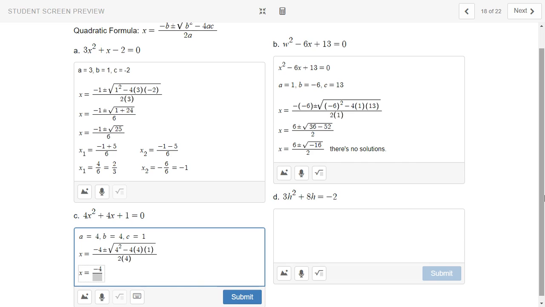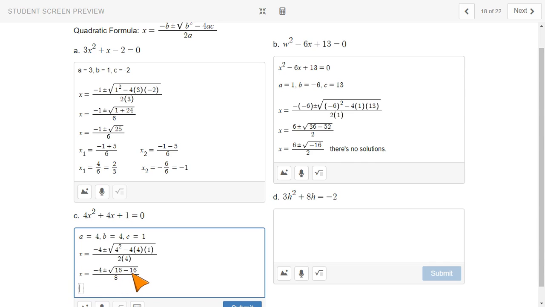x is equal to negative 4 plus or minus the square root of 16 minus 16. This is over 8. Now, our square root gives us a 0. Square root of 0 means that I have nothing, and my answer is now negative 4 plus or minus 0. We know that plus or minus 0 won't change anything. So in this case, we only have one answer. The one answer is going to be negative a half, negative 1 over 2.